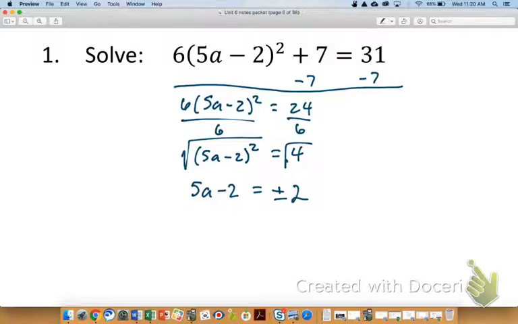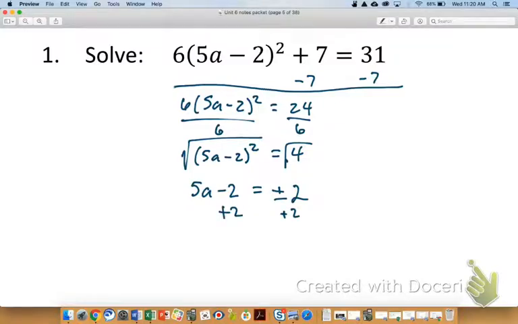Okay, so our final goal is to get the a by itself. Some of you worked ahead of me. See how you did. If I'm going to try to get the a by itself, what would be my next step after I did this whole plus or minus thing? Go ahead. Add the 2 to the other side. That's right. So I'm going to go plus 2 on both sides.